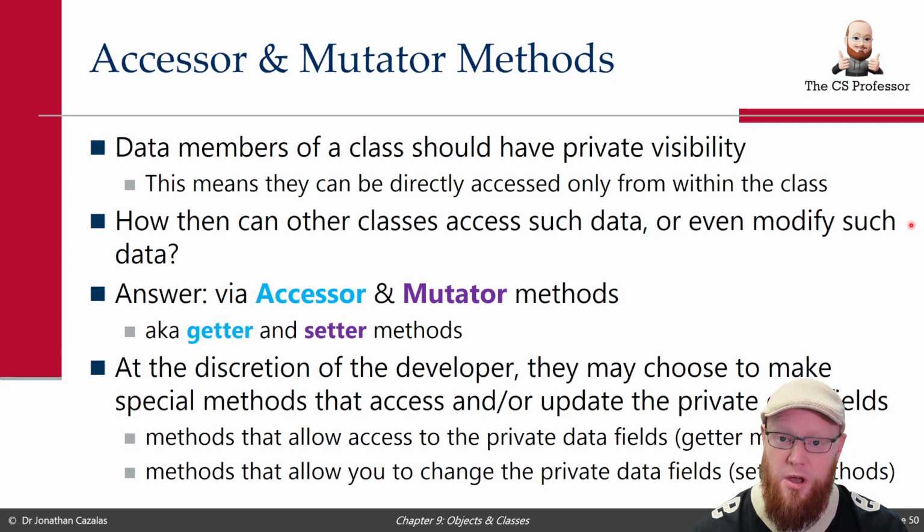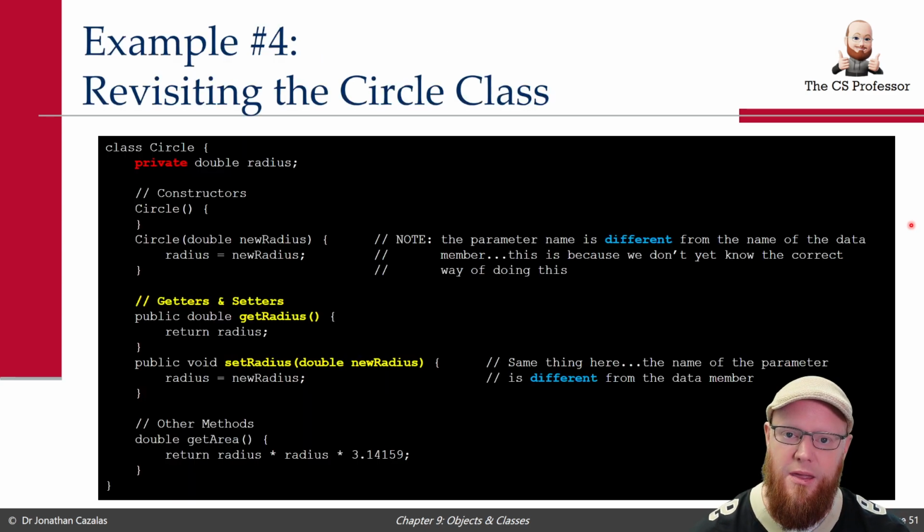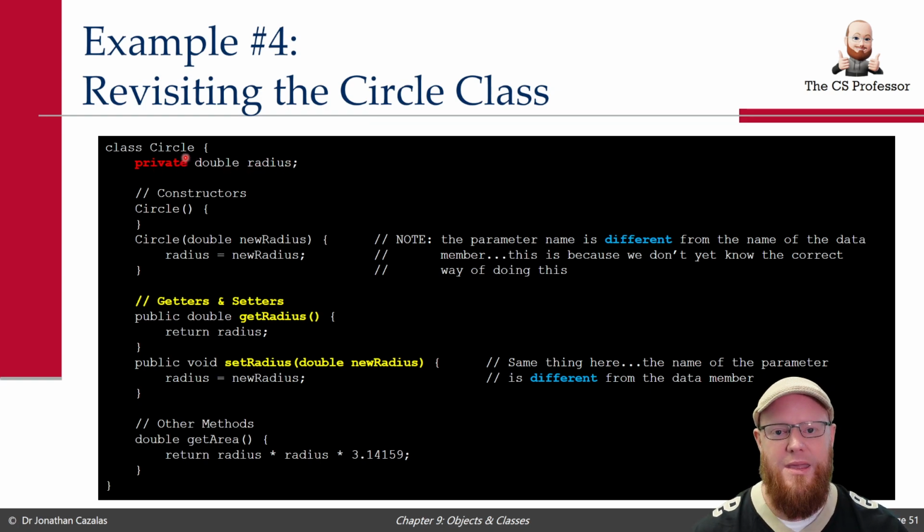At the discretion of you, the developer, for given private data members, you may choose to make getter methods or accessor methods. You may choose to make mutator or setter methods. So here is that previous circle class that we saw. The only difference here is now I'm making the data member radius private, which means radius will no longer be accessible to any class outside of this circle class.